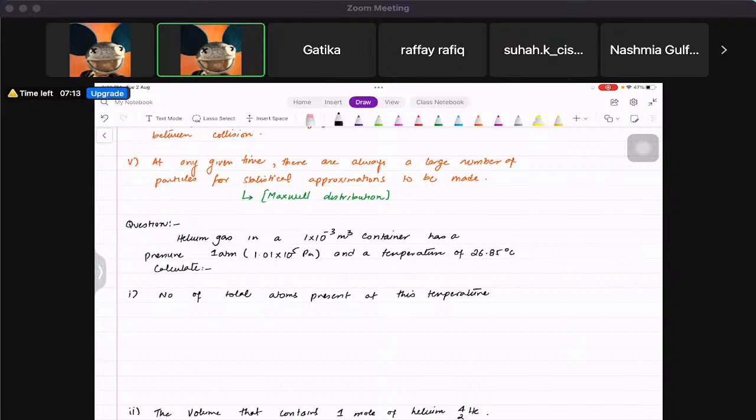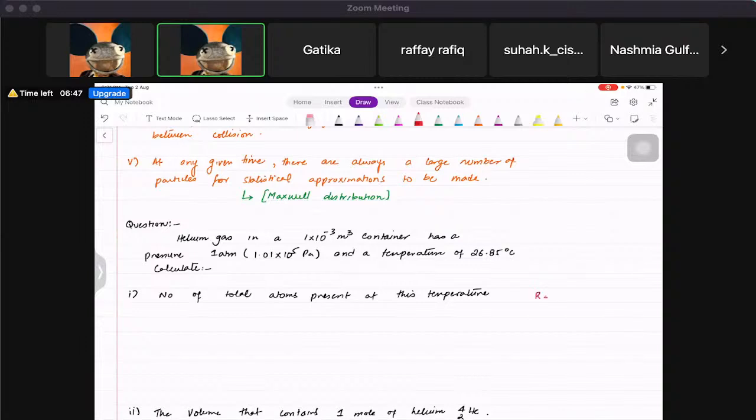So we're going to discuss 3 types of basic questions, which will again be repeated every single time, which makes this chapter also very easy. First of all, it says number of total atoms present at this. So there's certain things that you need. Of course, you need to know about R.